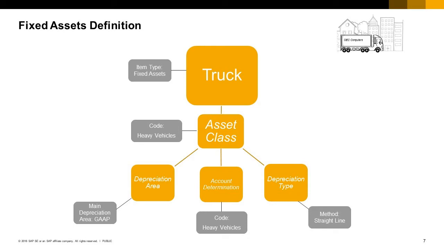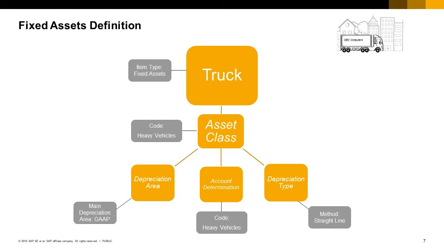The main definition in the asset master data is the asset class, which includes the association to the other definitions: depreciation area, account determination, and depreciation type. Each fixed asset will be assigned to one asset class. In our example, the truck belongs to the heavy vehicles asset class. Each asset class includes the default definition of the other settings.